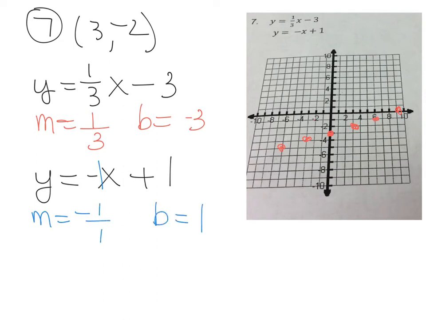So I'm going to go up to 1 on the y-intercept, and I'm going to go down 1, right 1, down 1, right 1, down 1, right 1, down 1, right 1, and they cross right at this point, which is 3 to the right, 2 down, which is the point 3, negative 2.